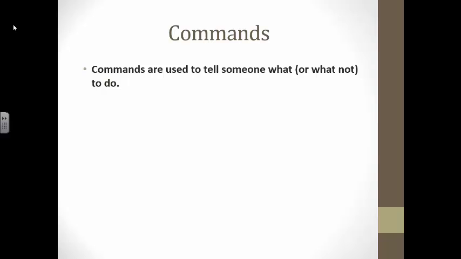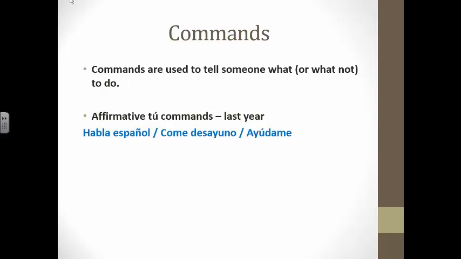Okay, so let's review for a minute. What are commands? We had two form commands in Spanish 1, and we used them to tell people what to do. We had it with chores, so we said wash the dishes, mow the lawn, etc. Here's some examples for you. We said habla español, speak Spanish, come desayuno, eat breakfast, and the one that we all memorized, help me, ayúdame. We formed these affirmative tú commands by going to the tú form, present tense, and dropping the S.